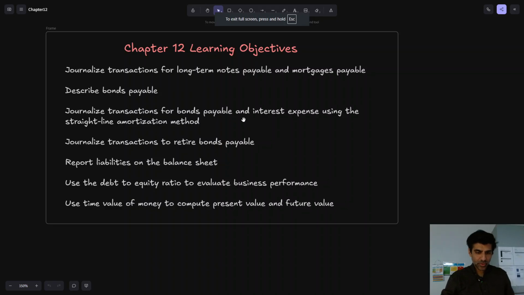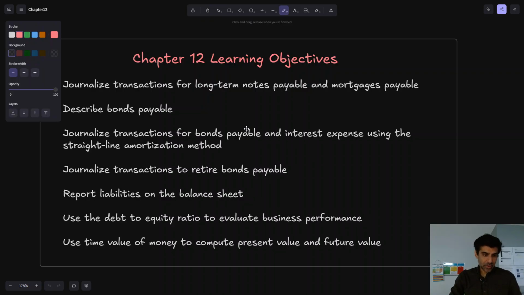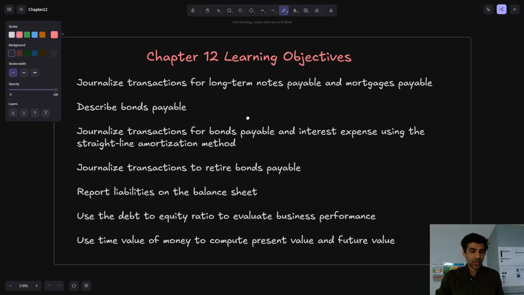Okay, so chapter 12, again, I think is one of the harder chapters. I think chapter 13 is probably the hardest chapter. But there's some challenging stuff in here, and I think some important concepts. So what are we going to be talking about?